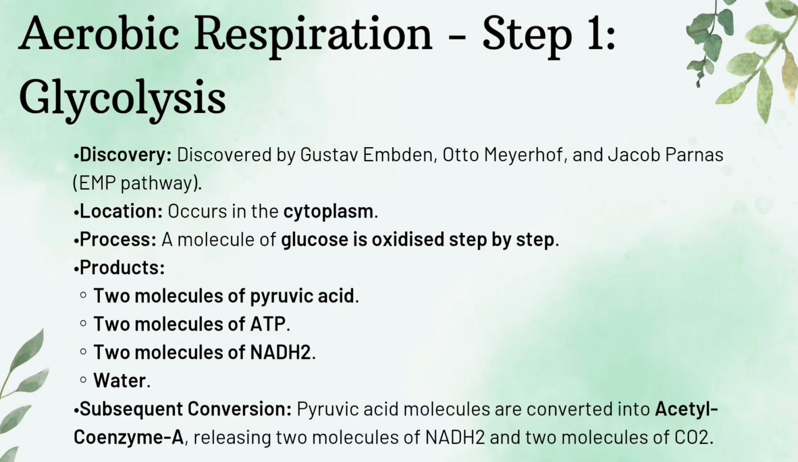The first step of aerobic respiration is glycolysis, discovered by Embden, Meyerhof, and Parnas. It occurs in the cytoplasm, where glucose is broken down into pyruvic acid, producing ATP, NADH, and water.